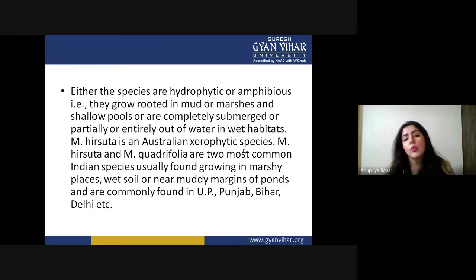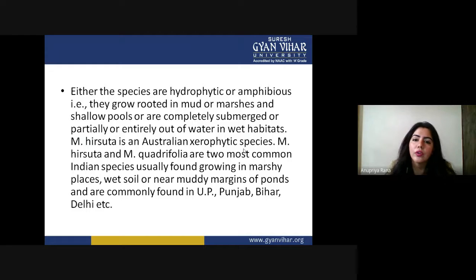So there are two conditions when we are talking about the Marsilea habitat. Hydrophytic means they can live inside the water. The second condition we are talking about here is amphibious, meaning they can possess two kinds of lifestyle: they can either be inside the water, or be present on the land. When a species or a genus possesses two kinds of lifestyle, on land and in water, we call them amphibious.